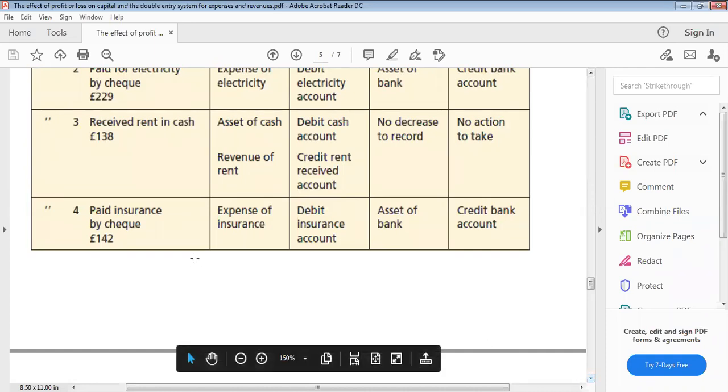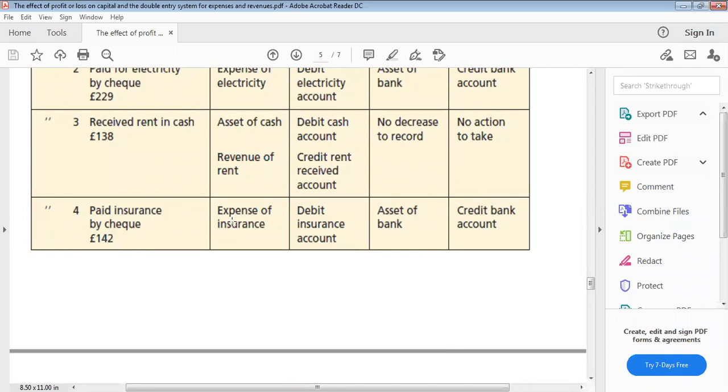Paid insurance by check of 142, June 4. Now the expense of insurance is increasing. So we have a debit entry, debit the insurance account, and you credit the bank account.